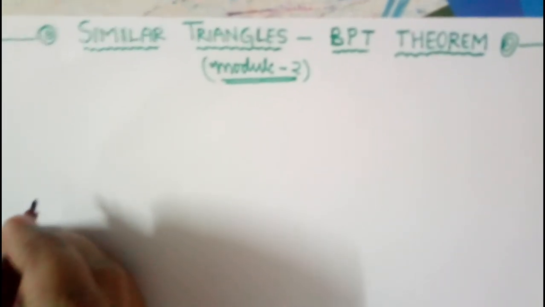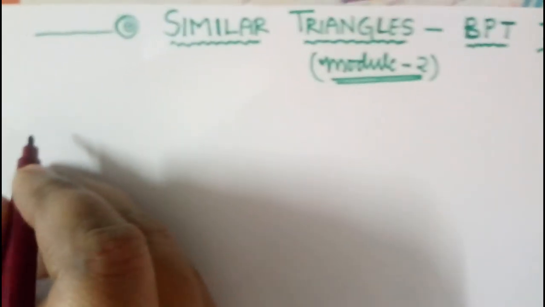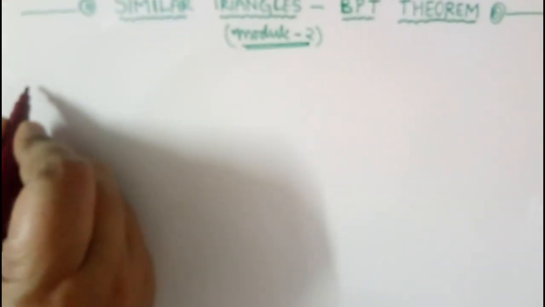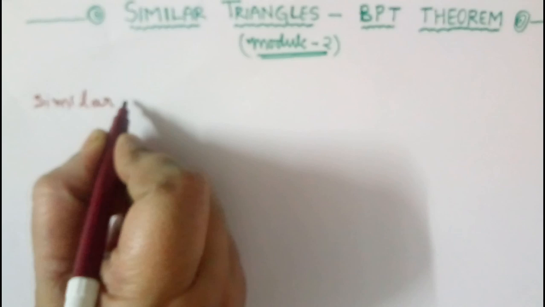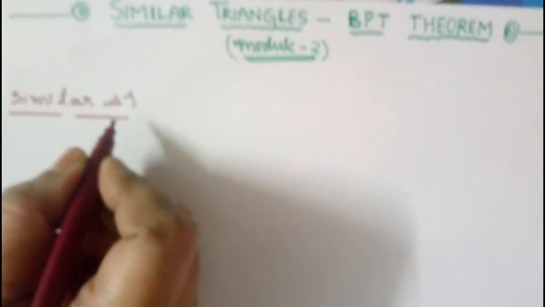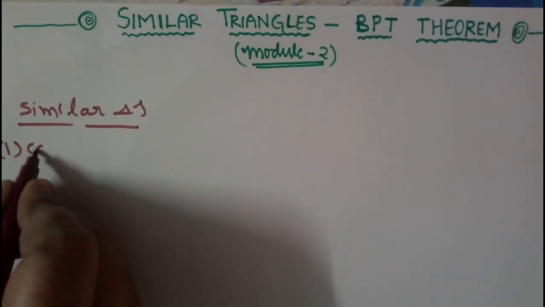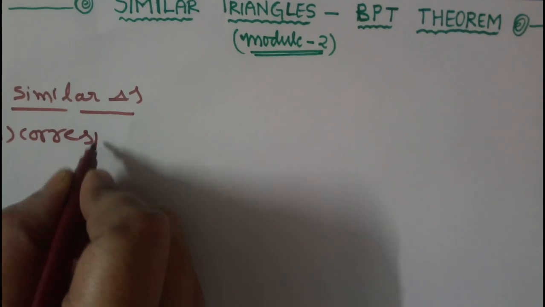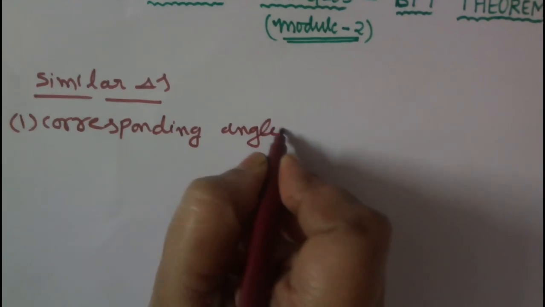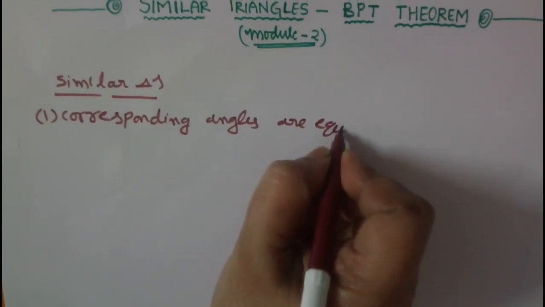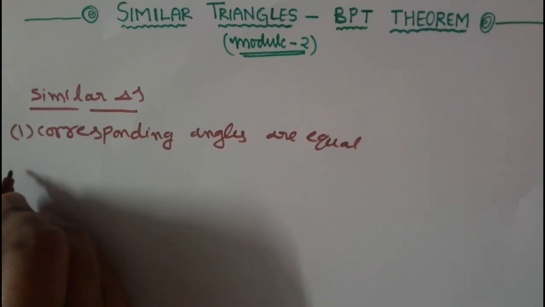In previous class, we discussed about similar triangles. When do you say two triangles are similar? What are the conditions for similar triangles? The corresponding angles are equal, and corresponding sides are in the same ratio.